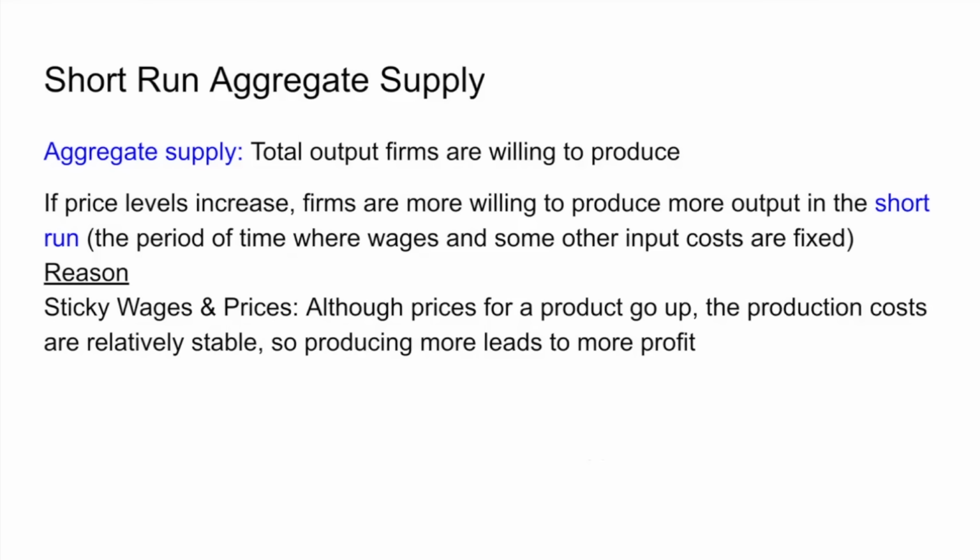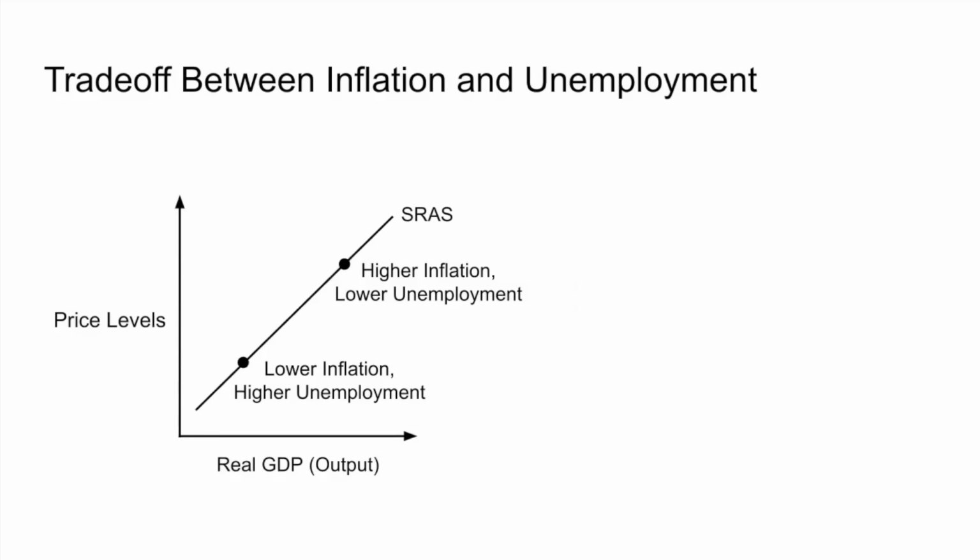So they would produce more in order to get more profit. The short-run aggregate supply curve shows a trade-off between inflation and unemployment. Consider 2 points on the curve. The lower point has lower inflation because of lower price levels. However, it also has higher unemployment because of lower output, whereas the upper point has higher inflation and lower unemployment. So if the short-run aggregate supply curve doesn't shift, then there's a trade-off between inflation and unemployment.